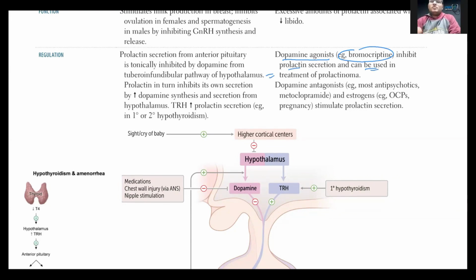For dopamine antagonists, some medications like the antipsychotics, for example haloperidol, are the most common culprit drugs that cause this. Estrogen, oral contraceptive pills, and pregnancy also stimulate prolactin secretion. Metoclopramide is also a dopamine antagonist. It is an anti-emetic drug, and it also causes this side effect, hyperprolactinemia.